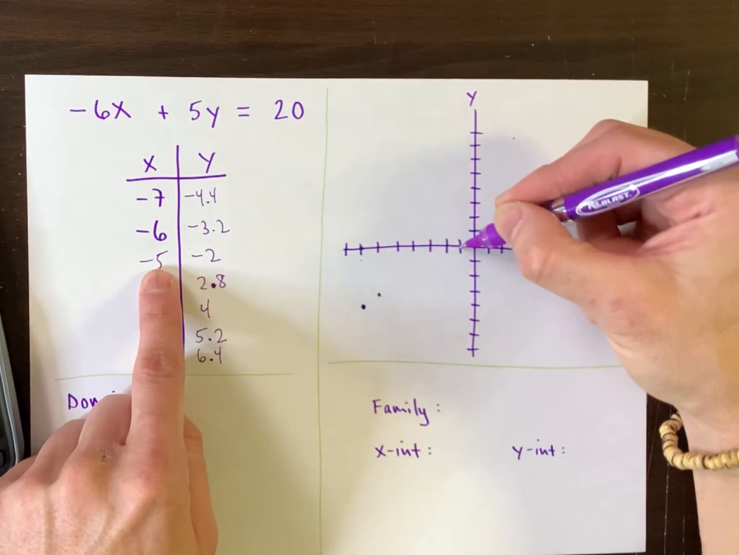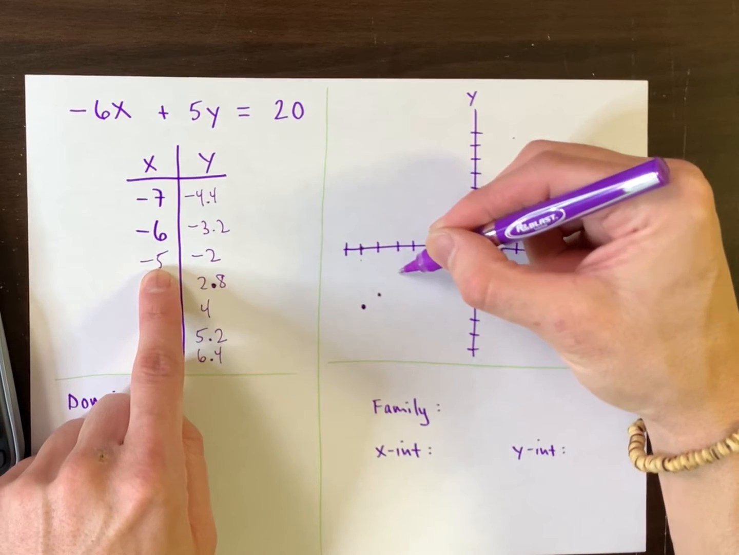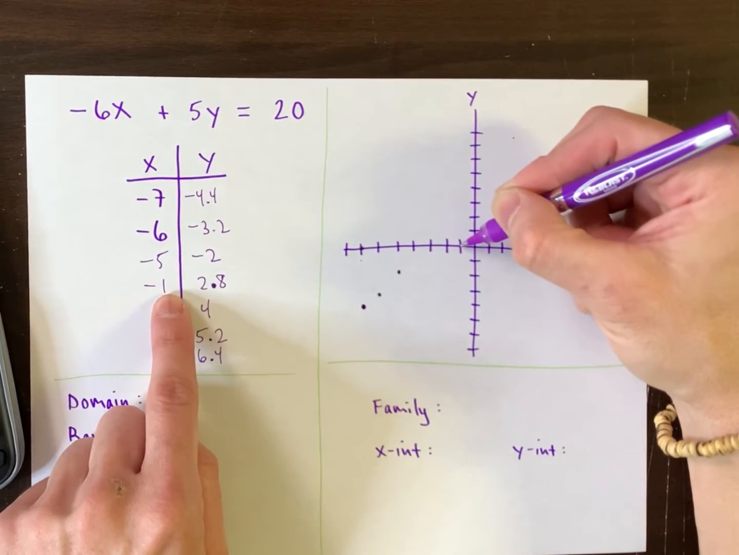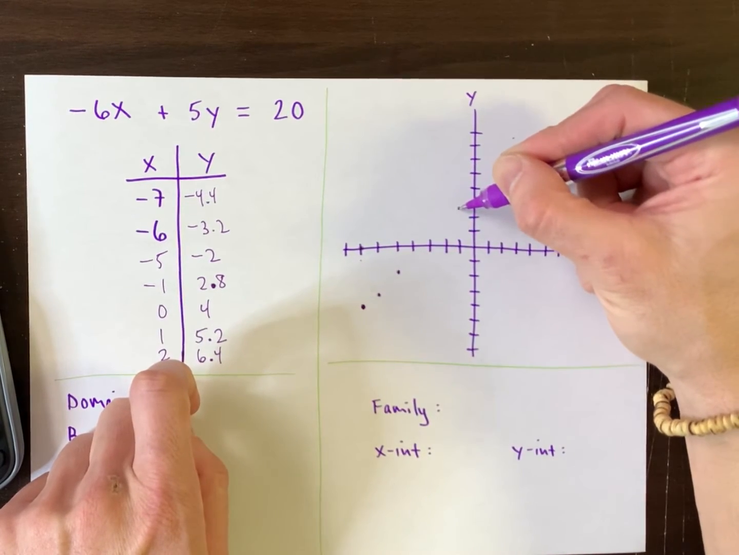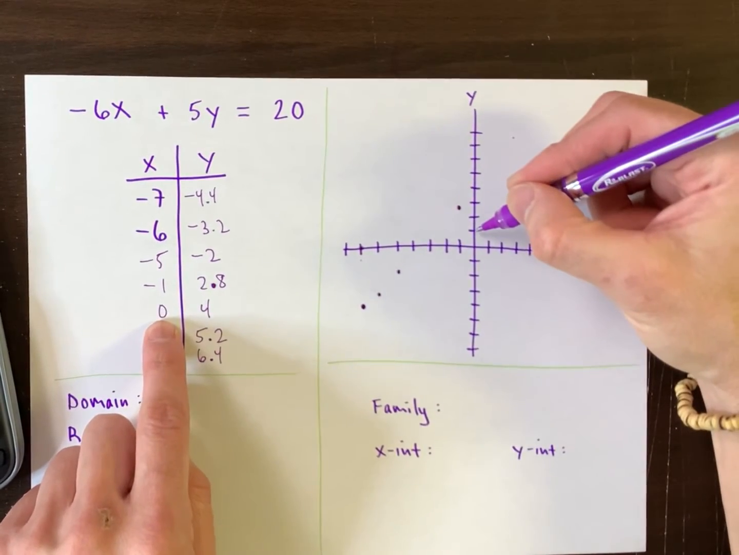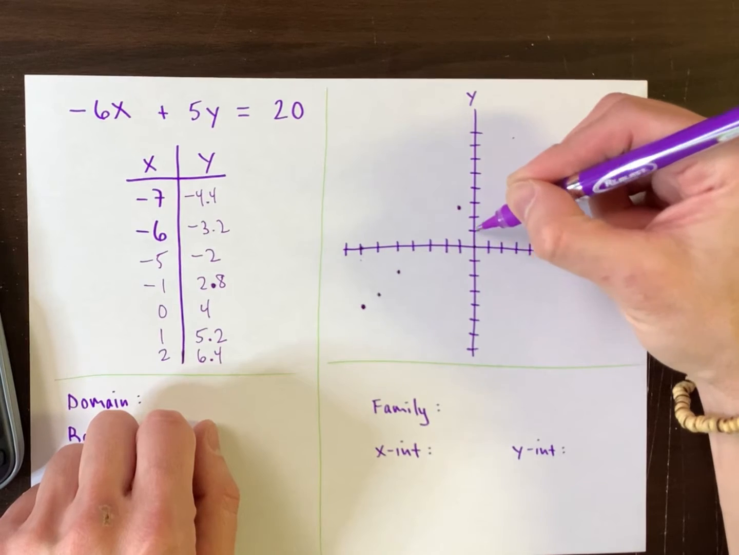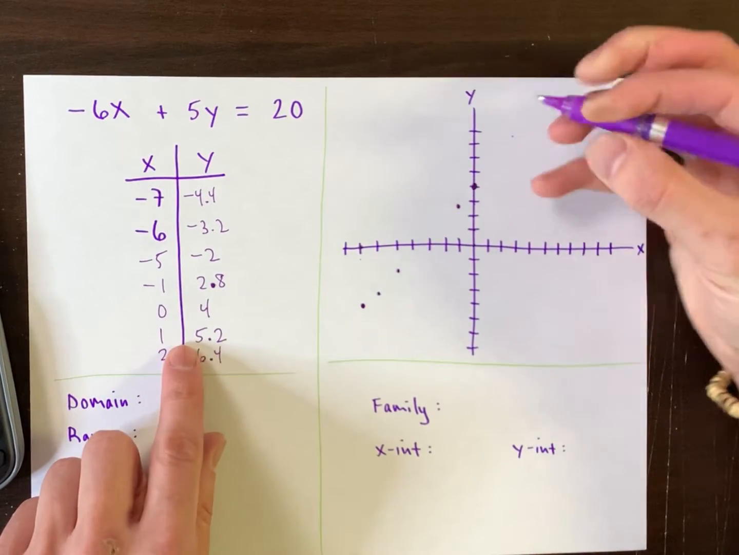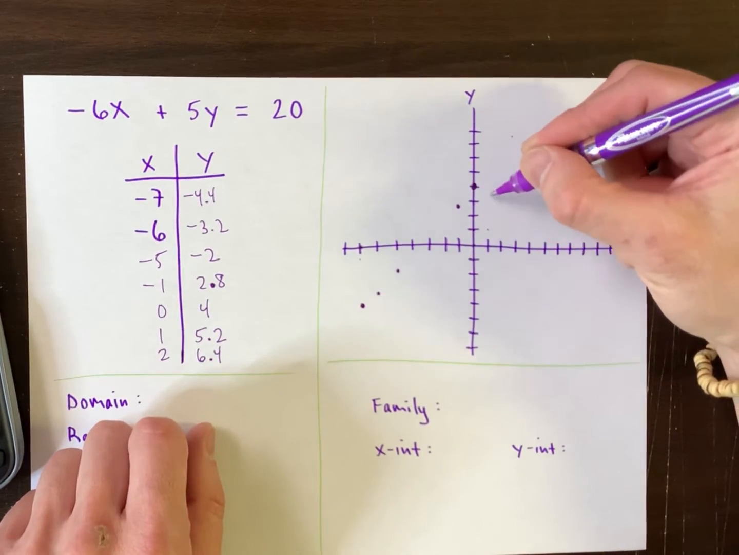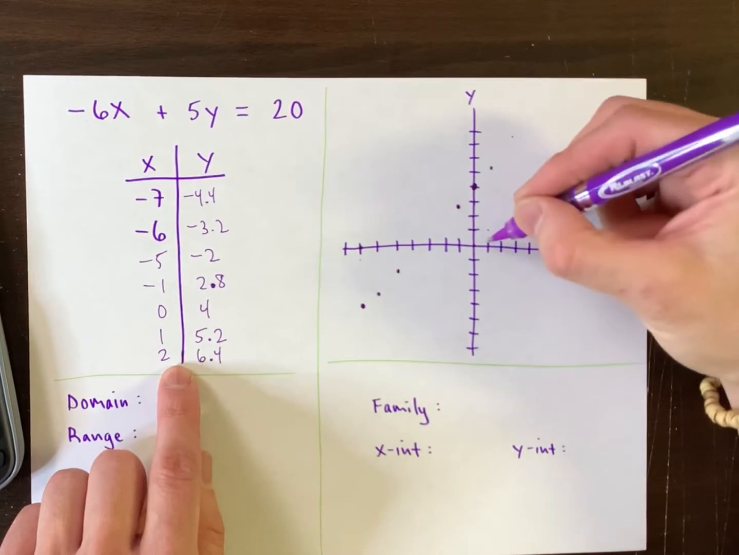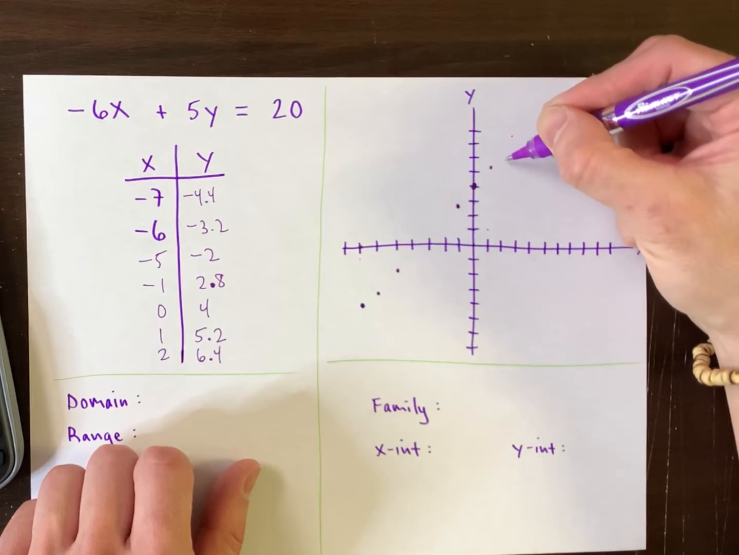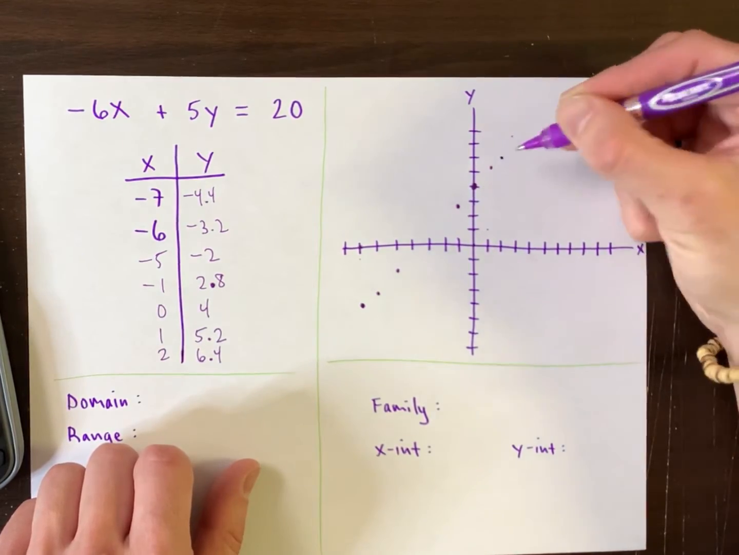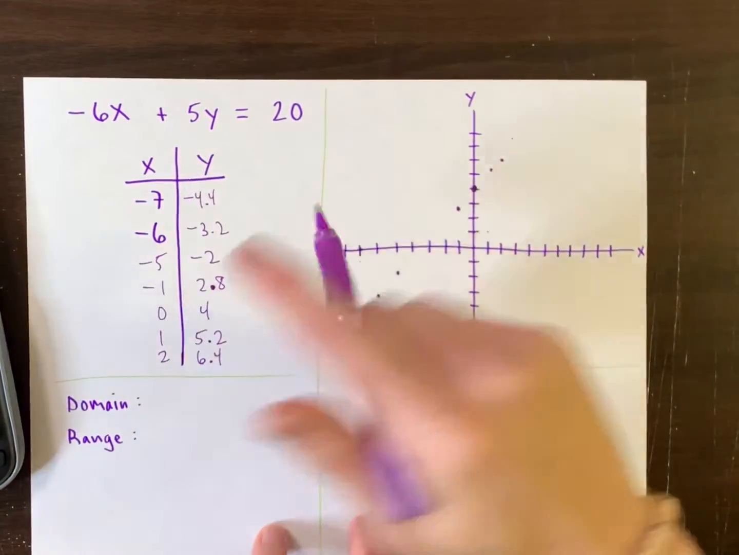Now -5, 1, 2, 3, 4, 5, -2 there. -1, 2.8. That's like -1, and 2.8 is positive, so I go up 2.8. 0, 4, so 0 means here, 1, 2, 3, 4, up. And then 1, 5.2, like right there. And then 2, 6.4, 1, 2, 3, 4, 5, 6.4 would be like right there. And so these are all the points that came from this table.